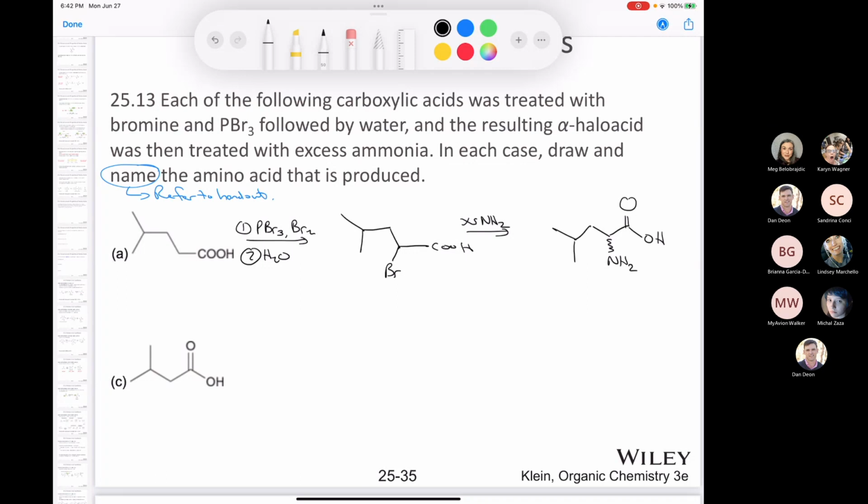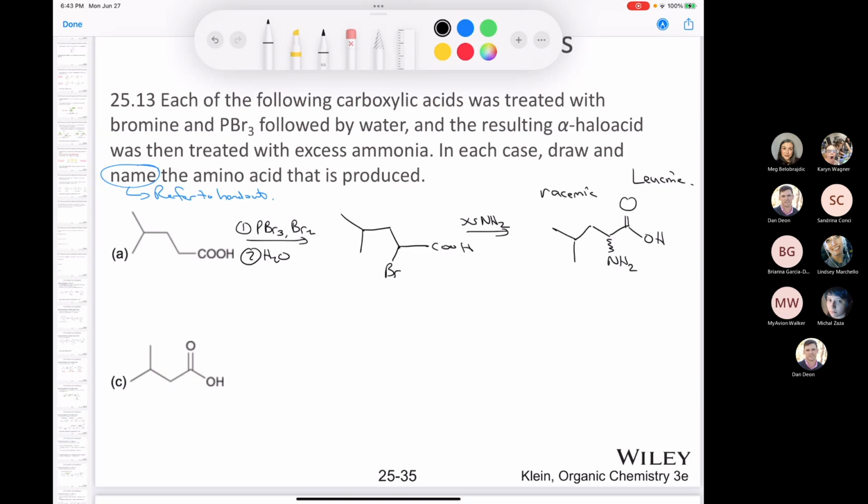Not a trick question. So I'll just write here, racemic. Can anybody identify this one that's got the isobutyl on it? Leucine? Yeah, absolutely. It's leucine. Yep, perfect. So it says name it, right? So we'll just write here, leucine. There we go. All right, the next one.